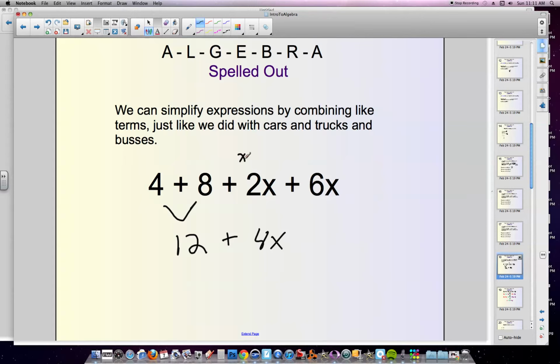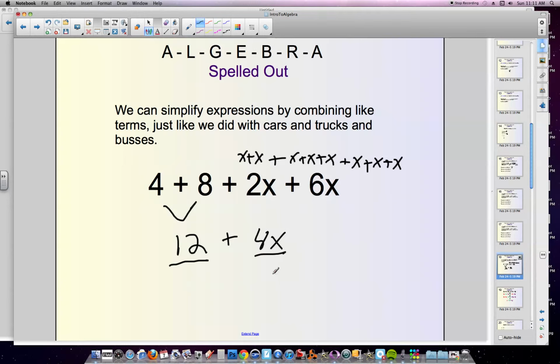This means x plus x plus x plus x plus x plus x plus x plus x. And you'd say, 1, 2, 3, 4, 5, 6, 7, 8. That's 8 x's, right?